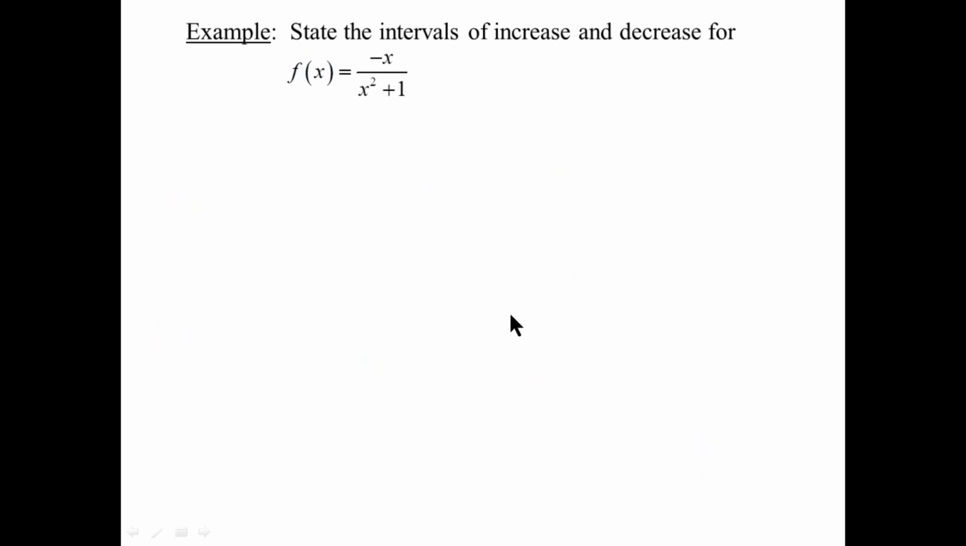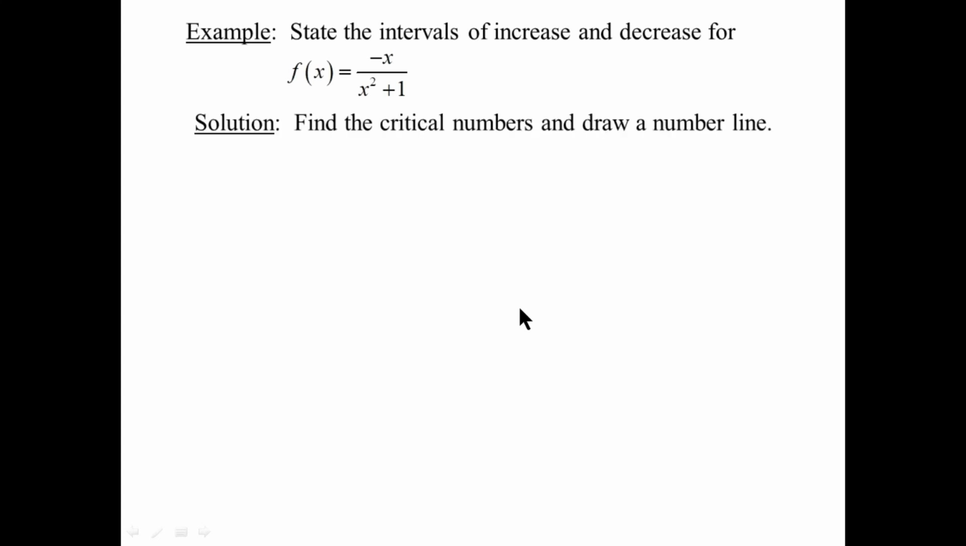Let's do this again. State the intervals of increase and decrease. Our solution method will always be the same. Find the critical numbers and draw a number line. Finding critical numbers: prime it, zero it, and solve it. F prime of x is the top thing prime times the bottom thing, minus the bottom thing prime times the top thing, over the bottom thing squared.